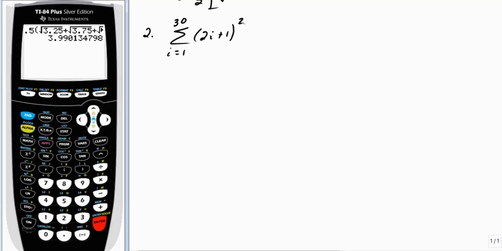Okay, so if I have 2i plus 1 quantity squared, well, if I'm going to put that inside of a summation, I need to algebraically expand out that group first. So I'll say this is i equals 1 to 30, 2i plus 1 squared. Any group squared, it's just going to be the first term squared. 2i squared is going to be 4i squared. And then whenever you square it out, it's going to be plus 2 times the first term times the second term. So that's going to be plus 4i. And then plus the second term squared, plus 1.